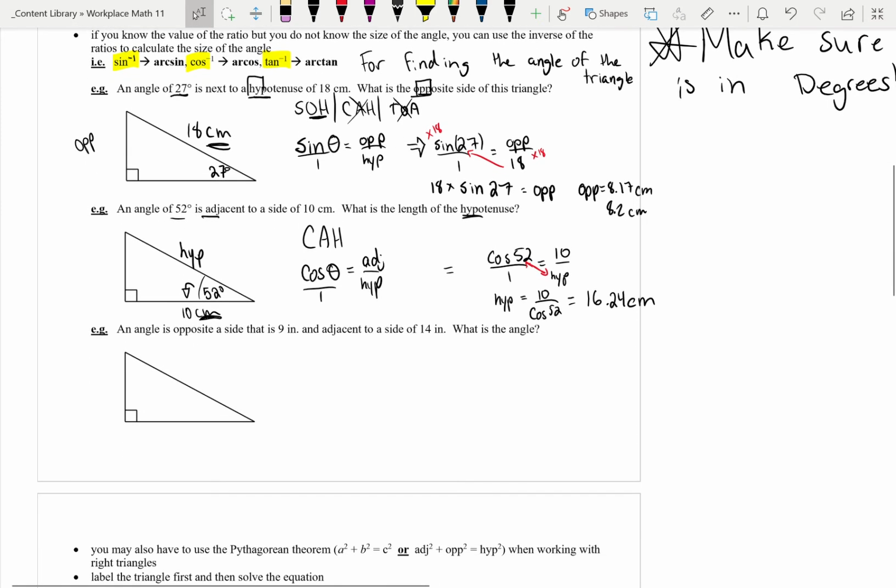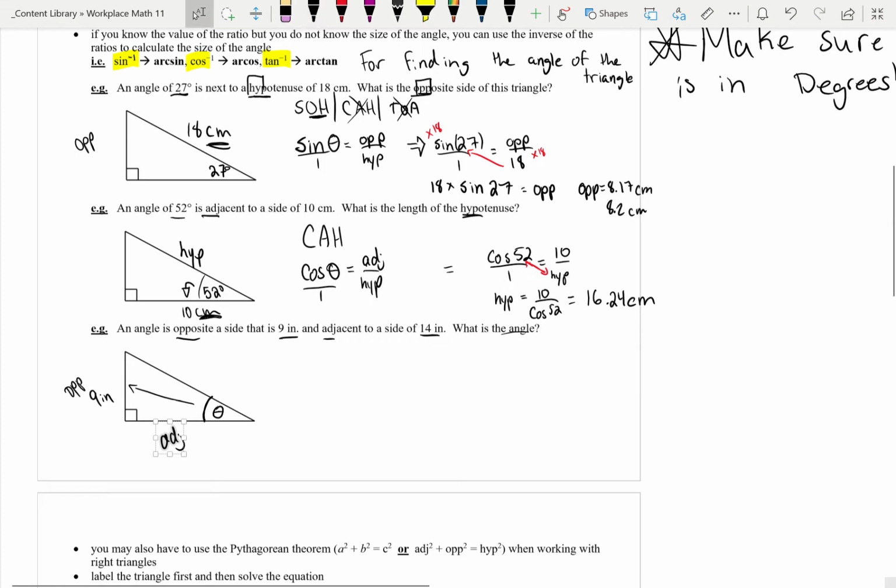Okay, last one. An angle is opposite a side that is 9 inches and adjacent to a side that's 14 inches. What is the angle? So this one's tricky. So I'm going to pick this as my angle. It actually doesn't tell me what the angle is, so I can't put a number in. I'm just going to put theta. So then opposite and adjacent are here, and it gives me the value is 9 inches, and this one is 14 inches. So now I'm using TOA because I see that I have an opposite and adjacent.